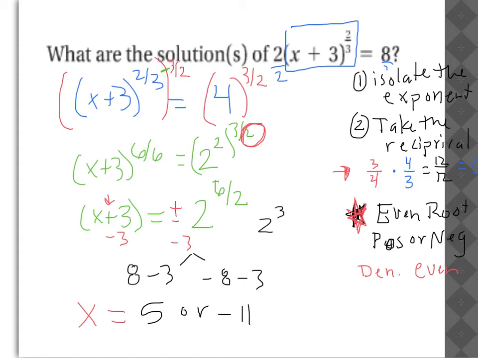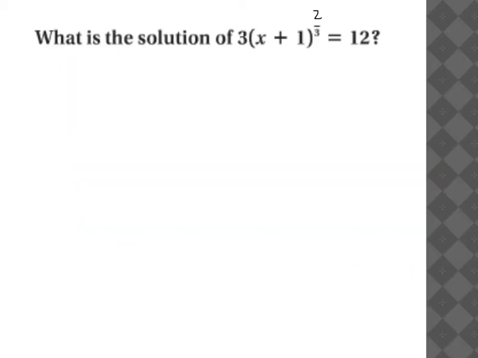Then you should always go back and check your work, and I will show you an easier way on a graphing calculator, TI-84 or higher, how to do that. So right now I want you to try this problem all by yourself. So again, first isolate the exponent and take the reciprocal. So right now try to solve this by yourself and see if it matches my work.